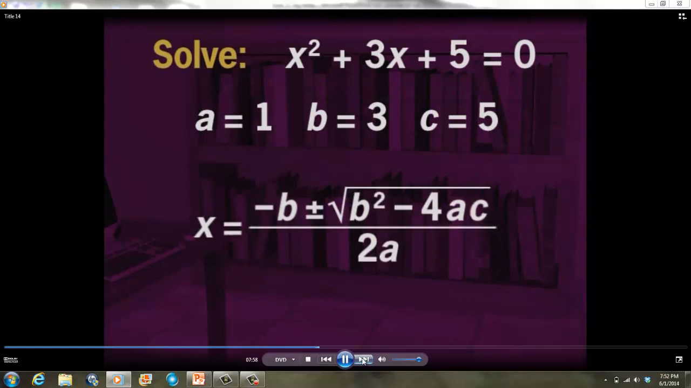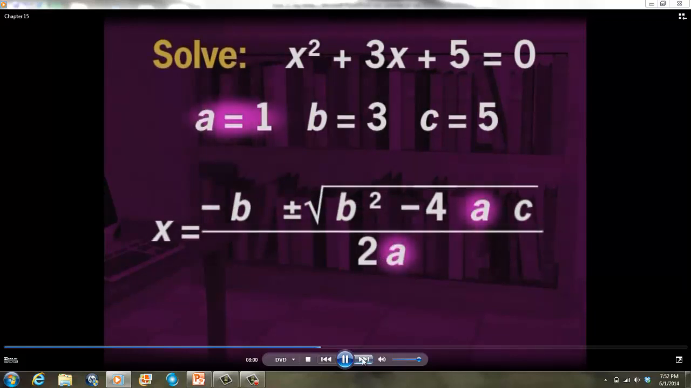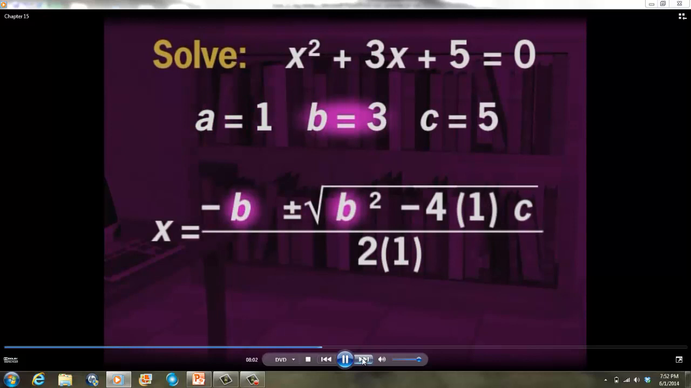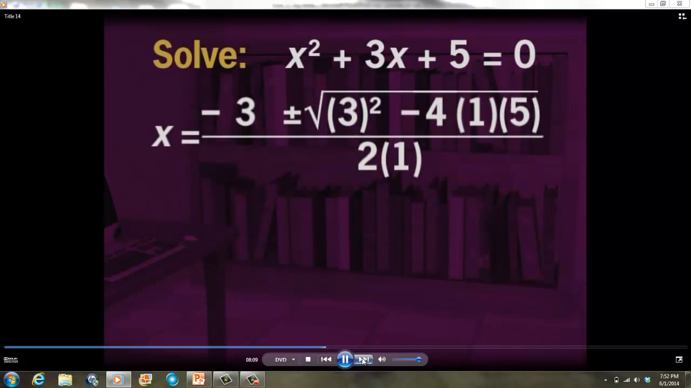A equals 1, B equals 3, and C equals 5. Substitute these values into the quadratic formula. Replace A with 1, B with 3, and C with 5. Now simplify. 3 squared is 9. 4 times 1 times 5 is 20. 9 minus 20 is negative 11.